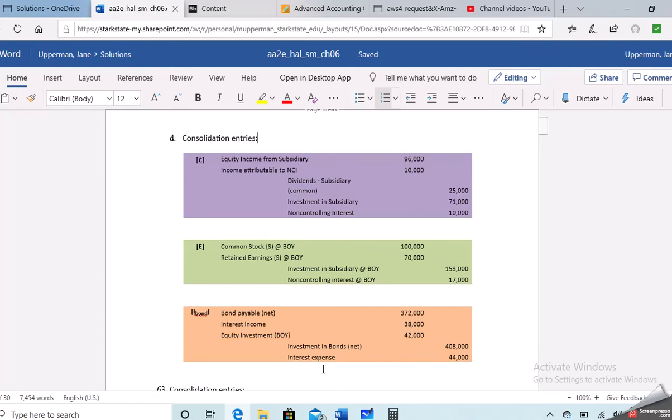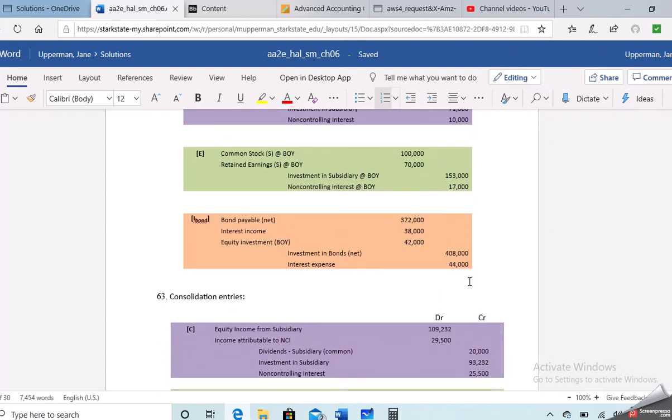Okay, then our E entry is the same as what we did in Chapter 5. We eliminate the common stock at 100%, the retained earnings at 100%. Then what goes to the investment in sub is the 90% that the parent owns. The remaining 10% goes to the NCI.